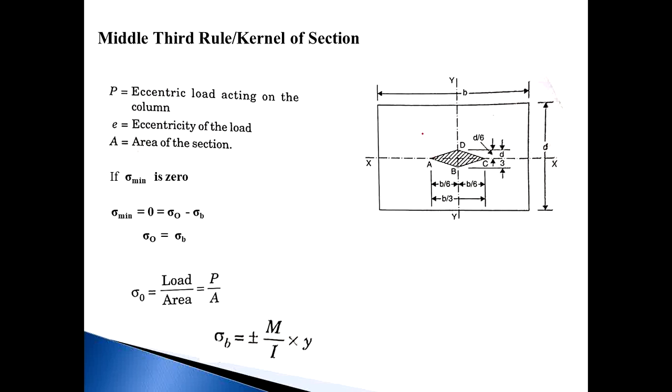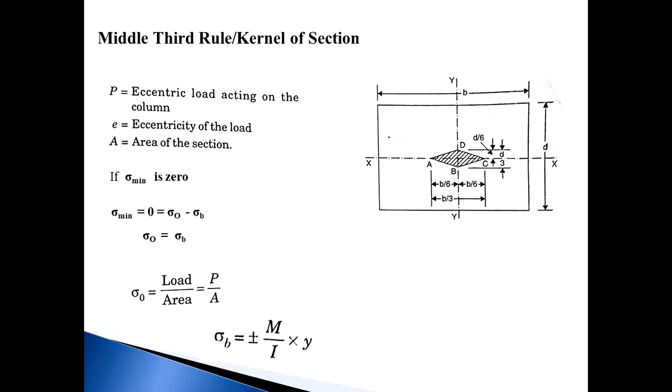So let us see how to draw the middle third rule or kernel of the section. This is a rectangular section having width B and depth D, subjected to P, an eccentric loading acting on the column. Then E is the eccentricity of the load, and A is the cross-sectional area.